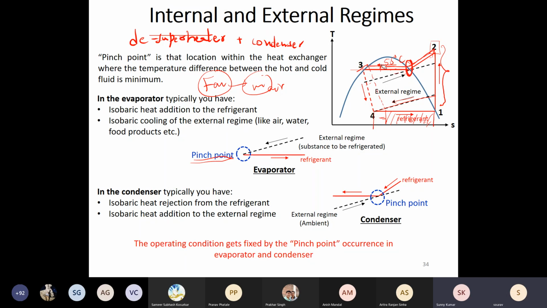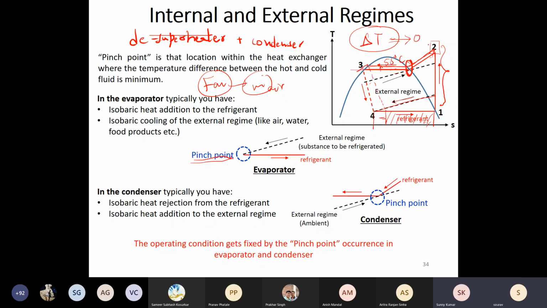So if I ask you what decides the condensing pressure, it is decided by the heat exchanger. If I have a very compact heat exchanger, I will see that I will require large delta T's across the internal and external regime. If I have a huge heat exchanger, I can work with delta T going to 0.